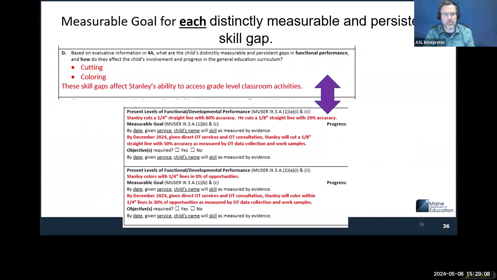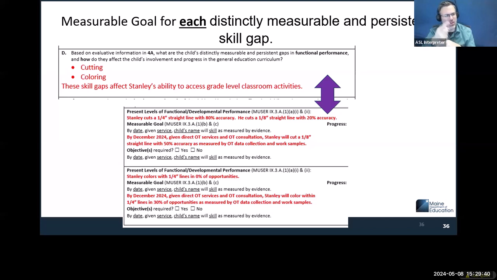Finally, I have an example here. So this is back to that same example, cutting and coloring. So cutting and coloring are our skill gaps that we're working on this year, and you could see there is baseline data in the present level and a goal. There's a goal for cutting, there's a goal for coloring. That first one, the one for cutting, you could see Stanley cuts on a quarter inch straight line with 80% accuracy. That's the prerequisite skill.